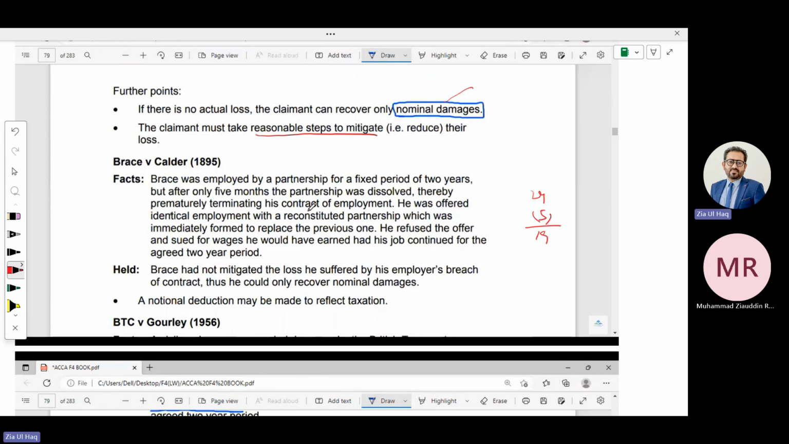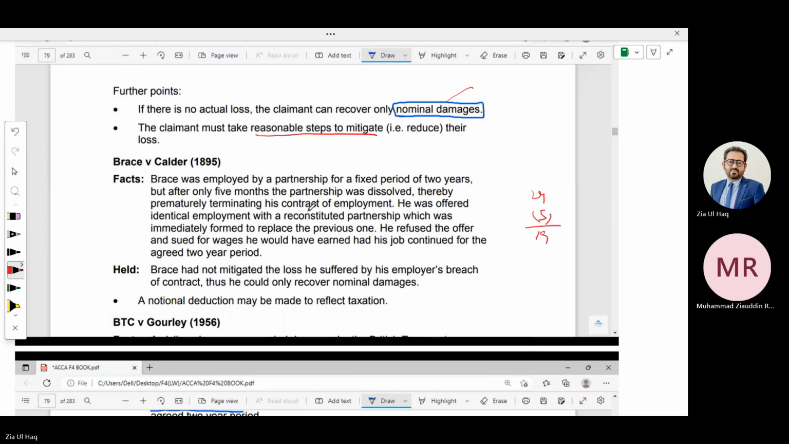Thereby prematurely terminating his contract of employment, he was offered identical employment with the reconstituted partnership, which was immediately formed to replace the previous one. Those owners formed another partnership business. They offered Brace the same level of employment in their new partnership business, but he refused. Why? Because my contract was for 24 months, so I will claim damages according to this contract.